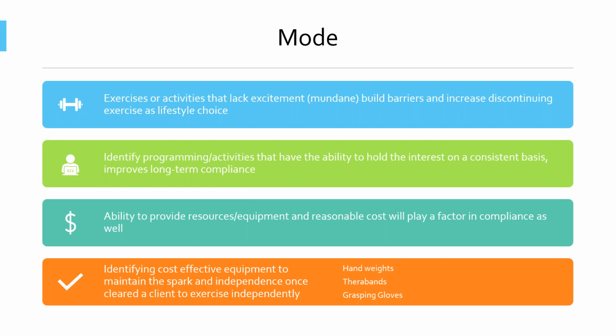Identify different activities that will hold their interest on a consistent basis, as that would improve their long-term compliance with the programming. Have the ability to provide resources and equipment that are reasonably priced, because that will play a factor as well. And then identifying cost-effective equipment to maintain the spark of independence once they're cleared from you as a trainer. So case in point, being able to have TheraBands, grasping cuffs, little hand weights, things that they can have at home so that they feel more enthused to actually start things, have more initiative to do things at home on their own.